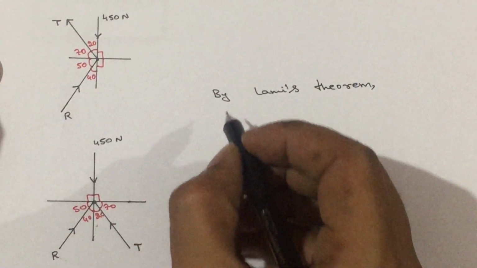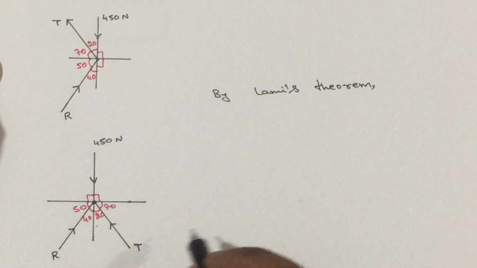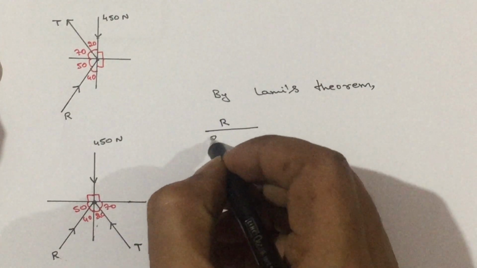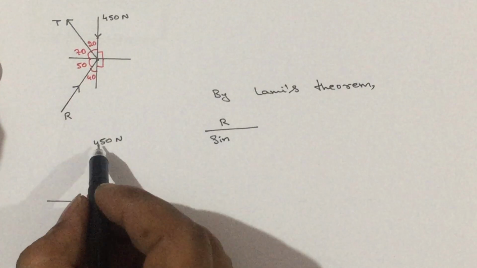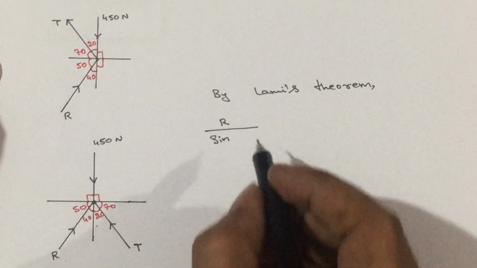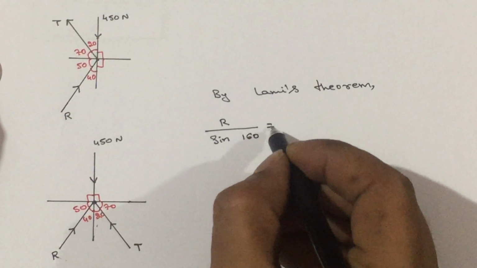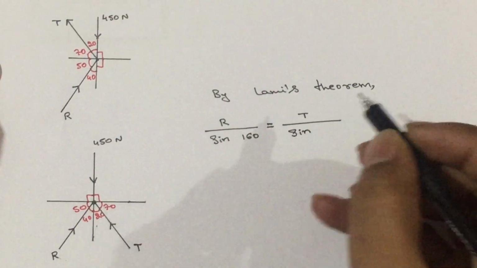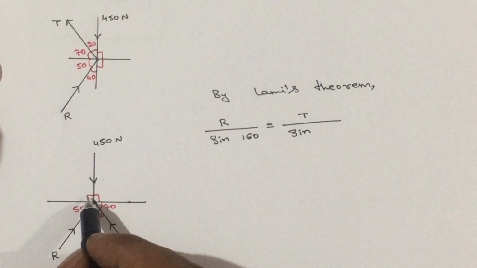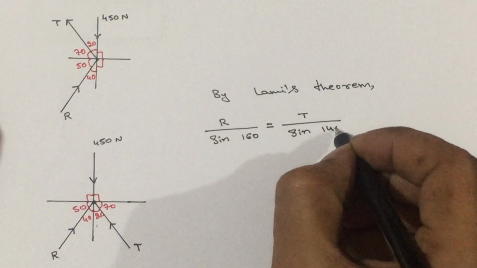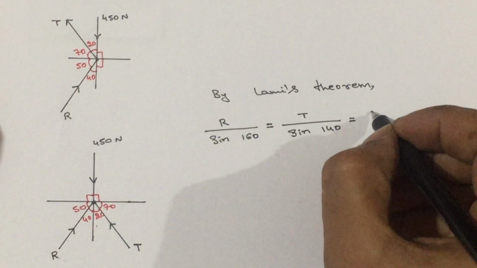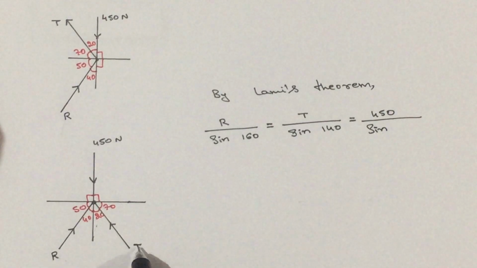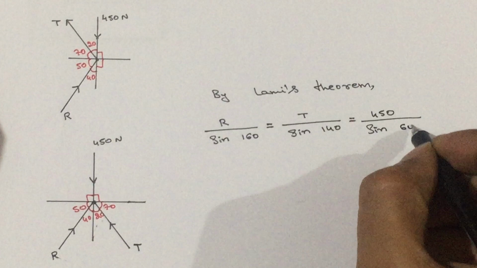write the Lami's equation, that is force divided by sine of the angle between the other 2 forces. We will write the unknown reaction first, that is R divided by sine of the angle between the other 2 forces, that is 450 and T, it is 90 plus 70, that will become 160, that is equal to the next force T divided by sine of the angle between the other 2 forces, that is 450 and R, the angle is 90 plus 50, that is 140, that is equal to the next force 450 divided by sine of the angle between the other 2 forces, which is 40 plus 20, that is 60.